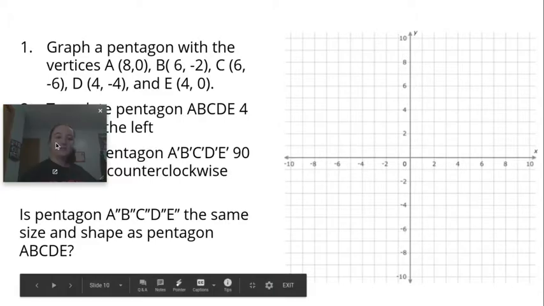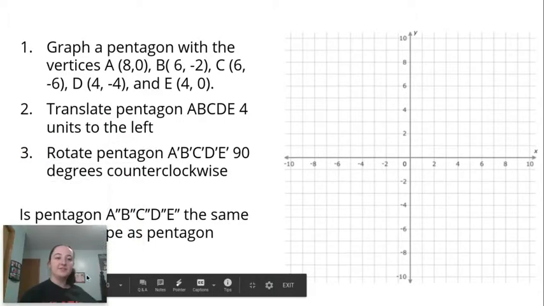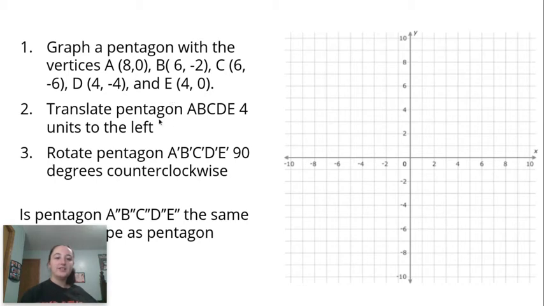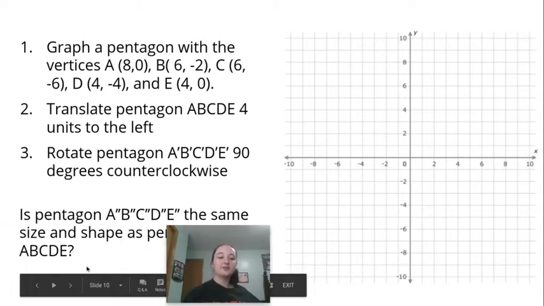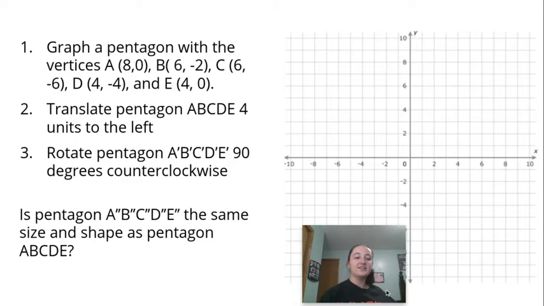So next we're going to graph a pentagon with these vertices A, B, C, D, E. From there we will translate that pentagon 4 units to the left, and then we will rotate 90 degrees counterclockwise and see if they're the same size and the same shape.